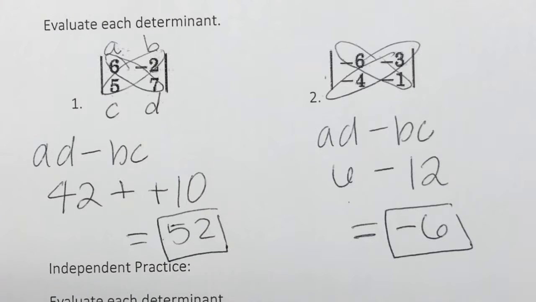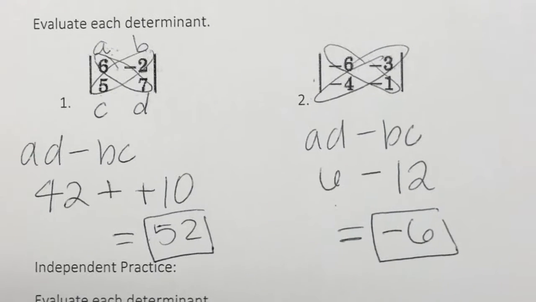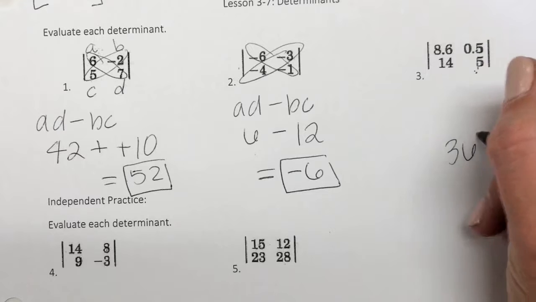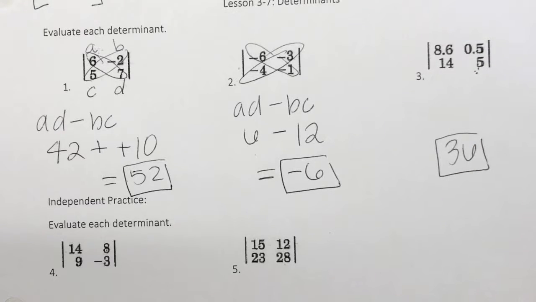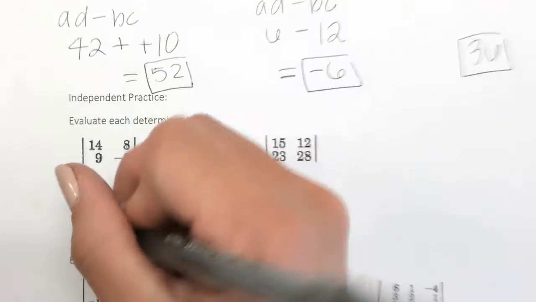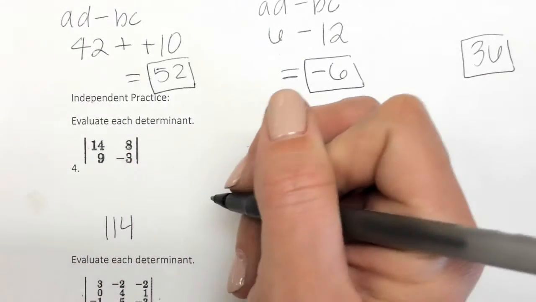Alright, everybody done with those 3? Cool. Brianna, what'd you get for number 3? 36. Everybody else get that? 36. Alright, Brandon, what'd you get for number 4? Did everybody get that? 114?